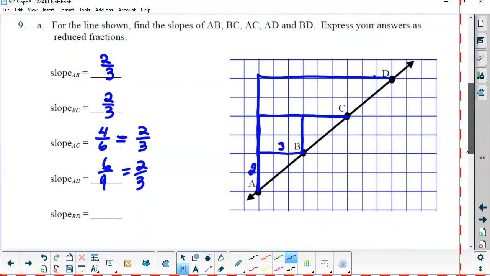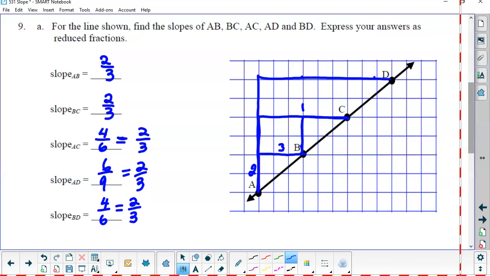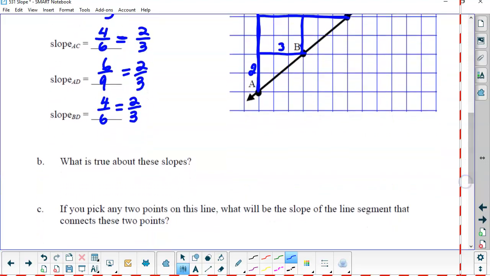So this is just a bunch, and then BD would be 2, 4 over 6. So what is true about all these slopes? They are equal. So any points on the same line, like this, we call them collinear points. And the slopes between collinear points are equal. Co means together, linear means on a line. So collinear are points on the same line, and they will have the same slope between them.